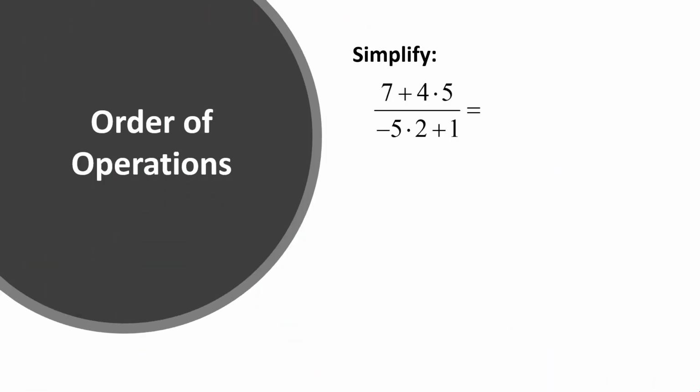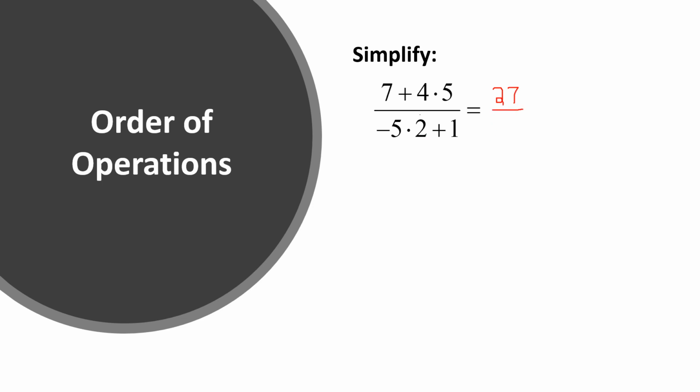In this example, the numerator and the denominator need to be simplified first. Looking at the numerator, we have 7 plus 4 times 5. We've got to multiply first. 4 times 5 is 20. 20 plus 7 is 27. So the numerator is 27.